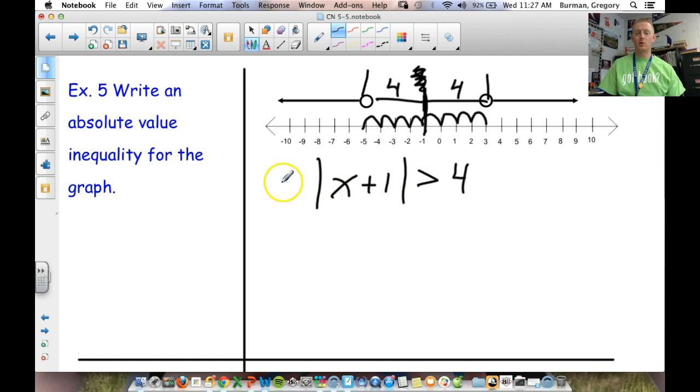So this is how we create the absolute value inequality for a graph. So if we are given the graph, we can determine all that information just by counting. How far is it between each point? Divide it by 2. That's going to be what's on the outside. Where the middle point is, that's my x plus 1 or my x minus 1 or whatever the number might be. So this is how we create the graphs for absolute value inequalities.